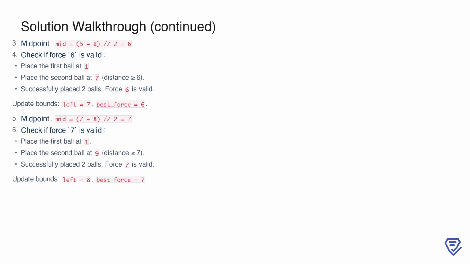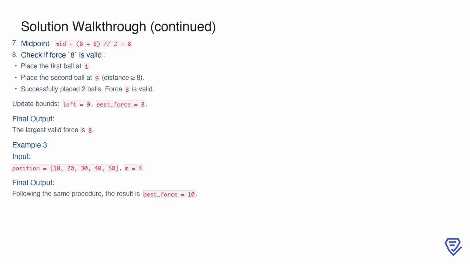Calculating another midpoint, mid equals (7 + 8) / 2 equals 7, we verify if force 7 is valid. The first ball is placed at 1 and the second at 9, maintaining a distance of 7. This placement is successful, so force 7 is valid. We update the bounds to left equals 8 and best_force to 7.